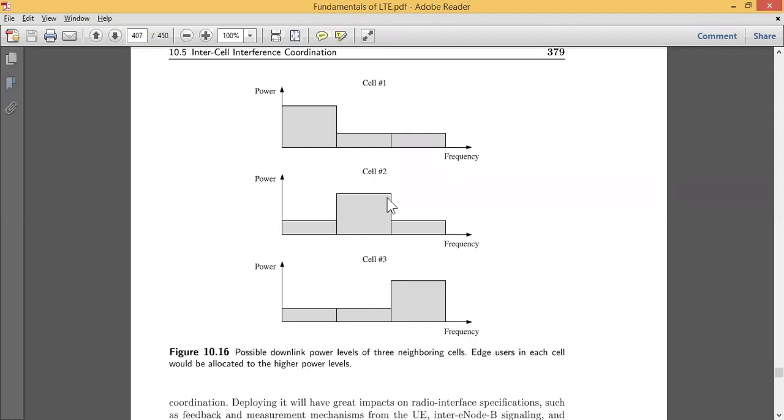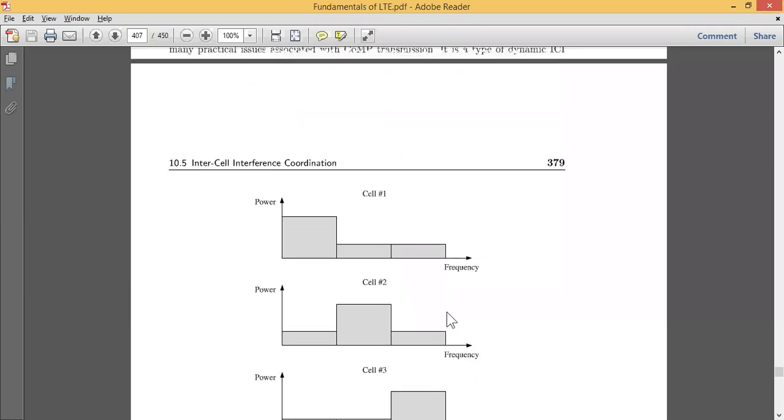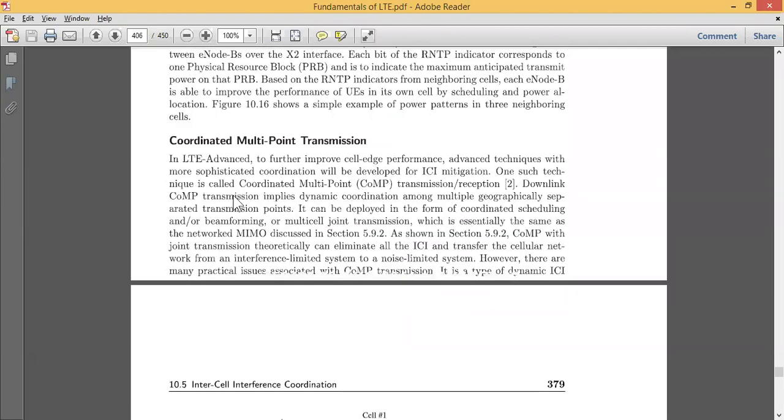So it says that if you are using three neighboring cells which are attached to each other, and you measure the cell edges, this is how power can be allocated: cell one, cell two, and cell three. If you are making use of some advanced LTE mechanism and want to improve the cell edge performance, we are not speaking about the cell core performance, we only speak about the edge performance. For edge performance, some advanced techniques are being used such that the ICI can be limited.